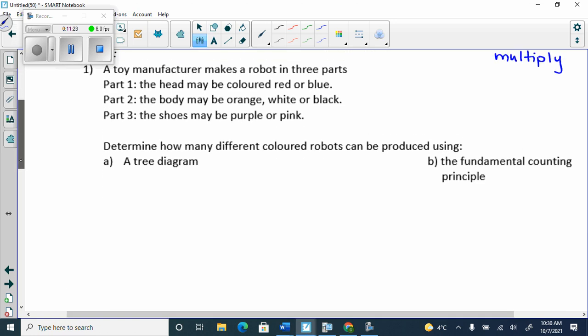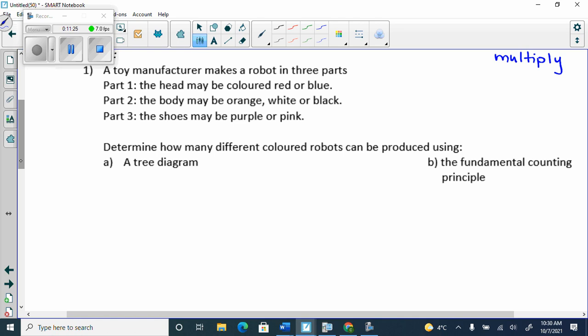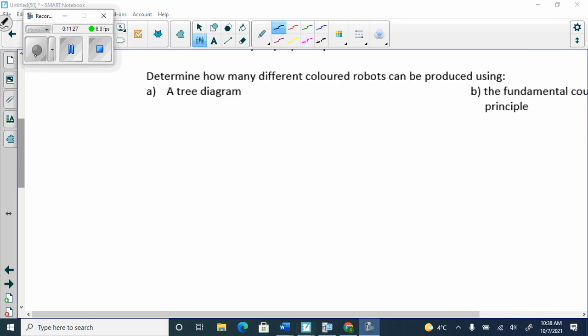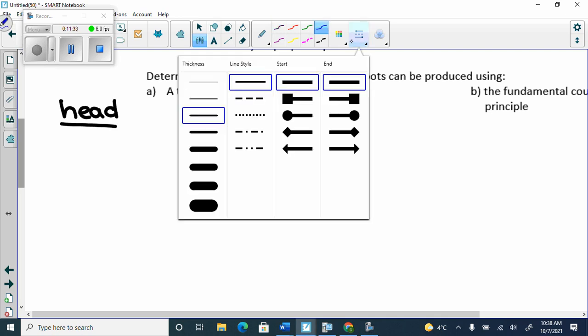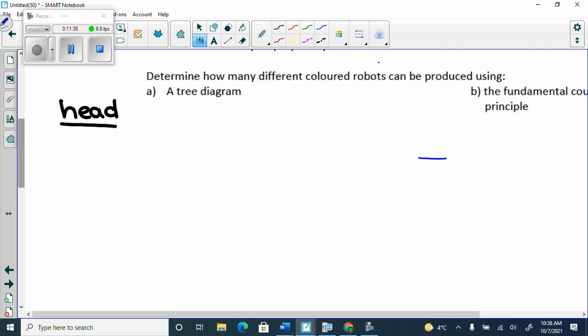Your turn. It's dealing with a robot. Fill it in. Remember when you go to fill it in, you're going to have head as a title. You put your titles at the top, the different parts at the top. Because remember when you do the fundamental counting principle, you're going to have the different parts here. You're going to have head, body, and shoes. So when you go to list the tree diagram, you're going to go head, body, shoes.